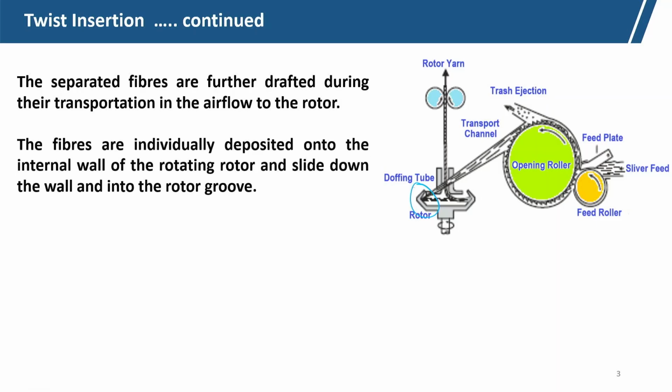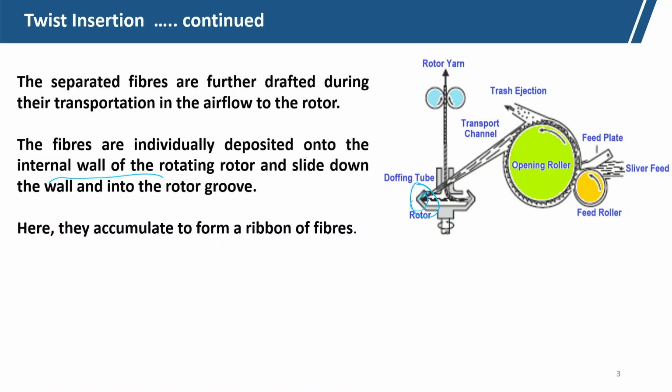The fibers are individually deposited on the internal wall of the rotor groove. During the stretching and high drafting, the fibers are individualized, and one by one the fibers are landing on the rotor. After landing, they slide along the internal rotor wall first, then the fibers slide into the rotor groove. During that sliding also there is a draft, the detail of which we will discuss later.